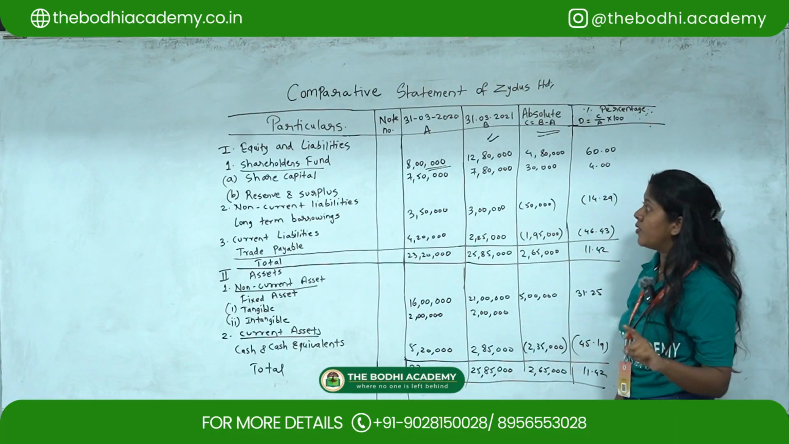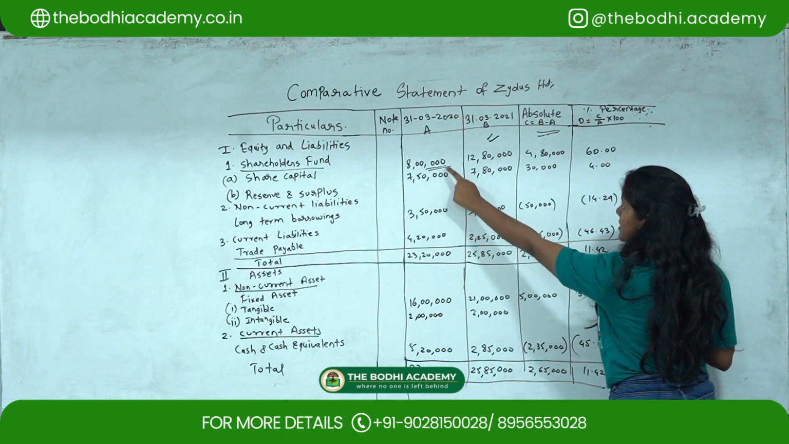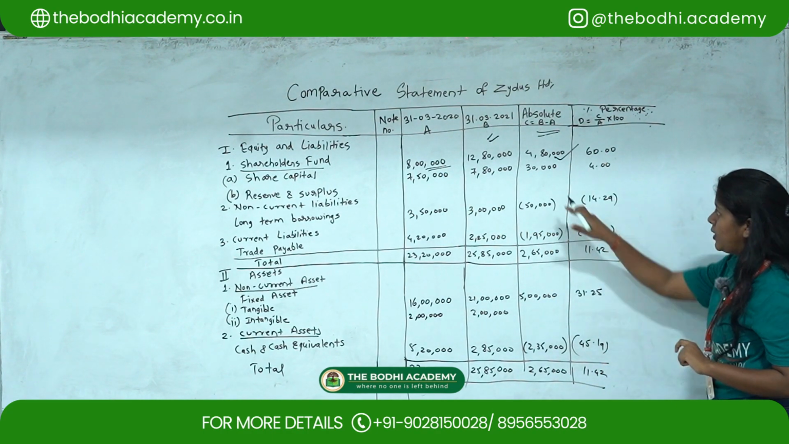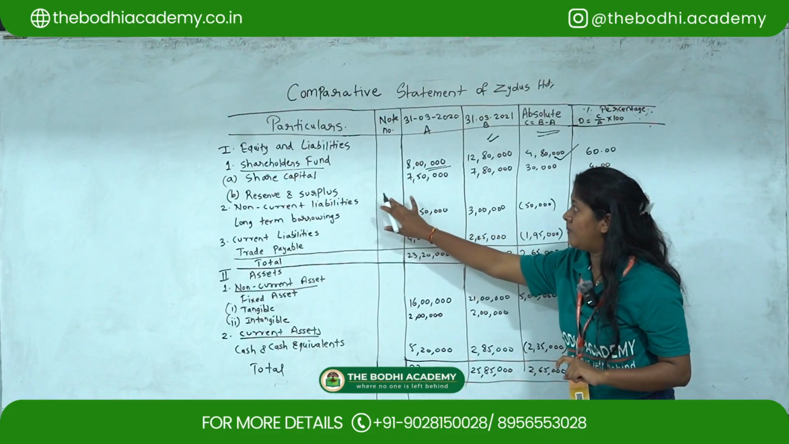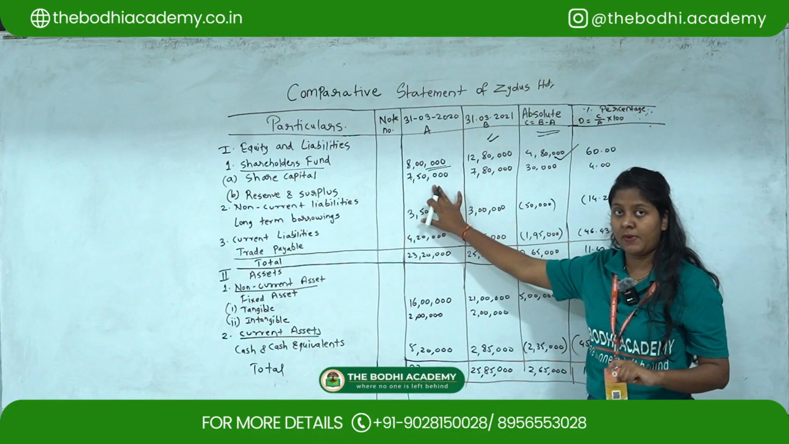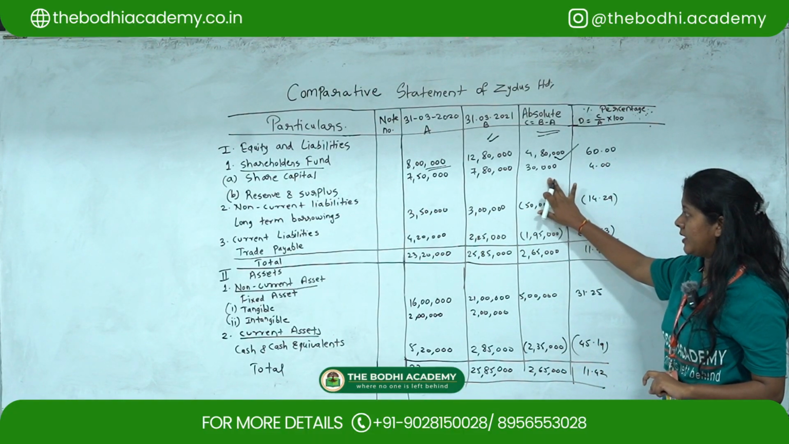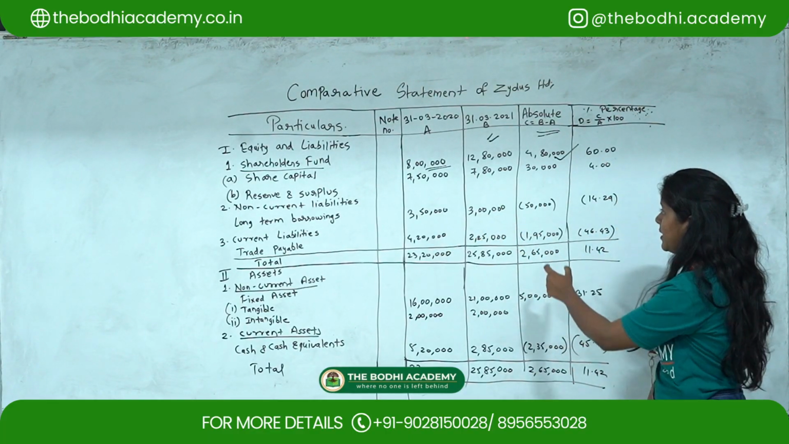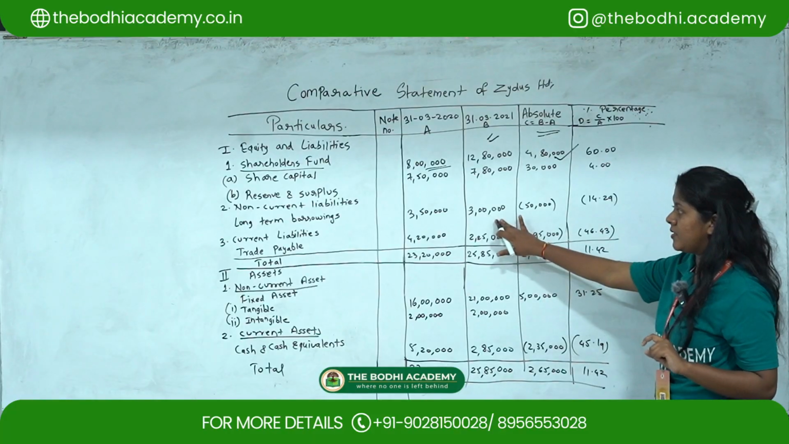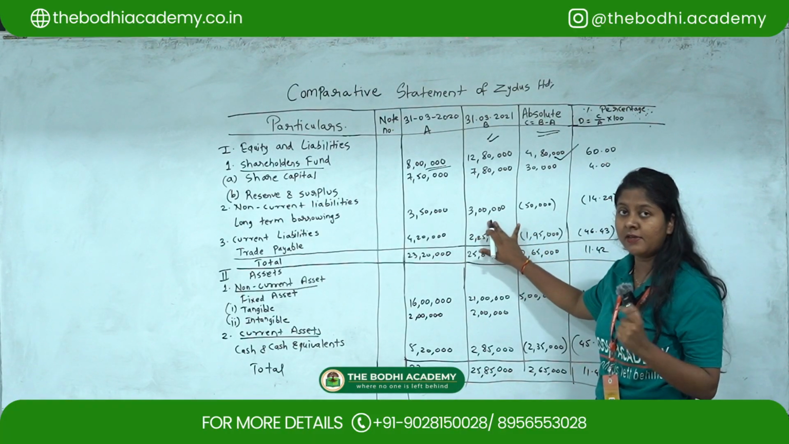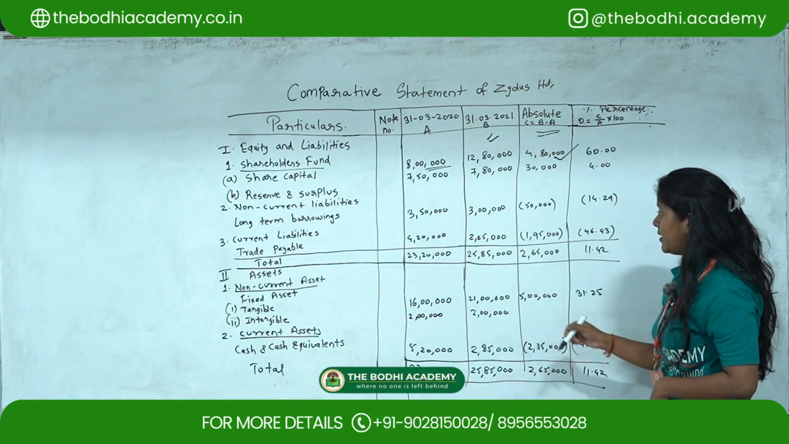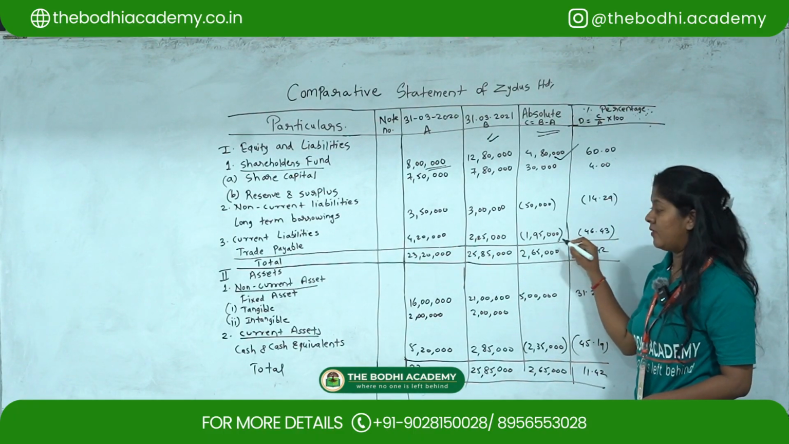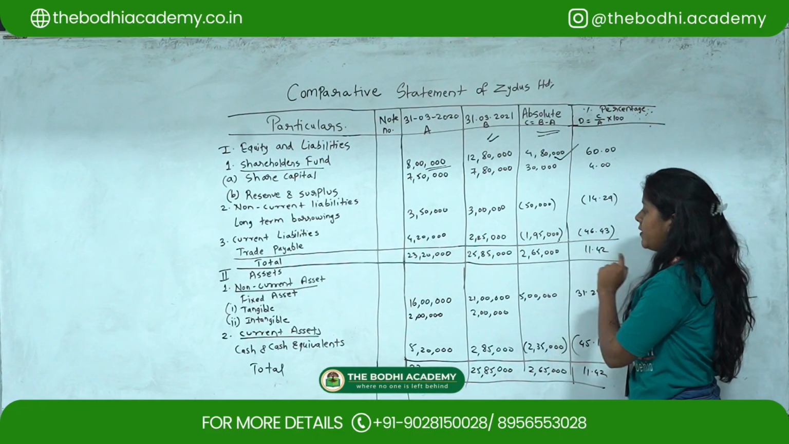Here 12 lakh 80,000 minus 8 lakh, you will get 4 lakh 80,000. Similarly for reserves and surplus, 7 lakh 80,000 minus 7 lakh 50,000, you'll get 30,000. Then 3 lakh minus 3 lakh 50,000, but here the amount will come in negative because 3 lakh is the lesser amount. Then 2 lakh 25,000 minus 4 lakh 20,000, that's why this came into brackets. We are showing it as a negative figure.